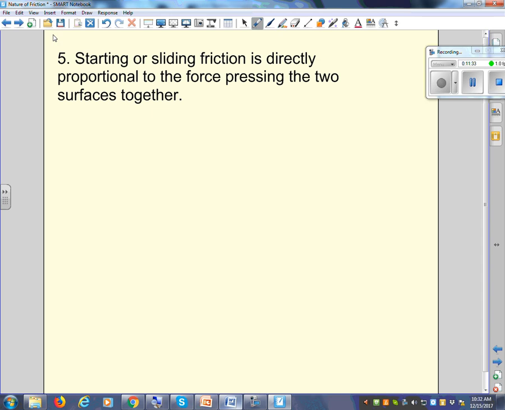And the last one, starting or sliding friction is directly proportional to the force pressing the two surfaces together, right? So if I've got an object sliding, and I put a weight on there, say I put my hole punch on top of the book, does that increase the gravitational force down? Will it slide as far? People will say it's because it's bigger, but it's also got to do with the friction. More weight, more force, right? If I put something on top, more weight, more force, more friction.